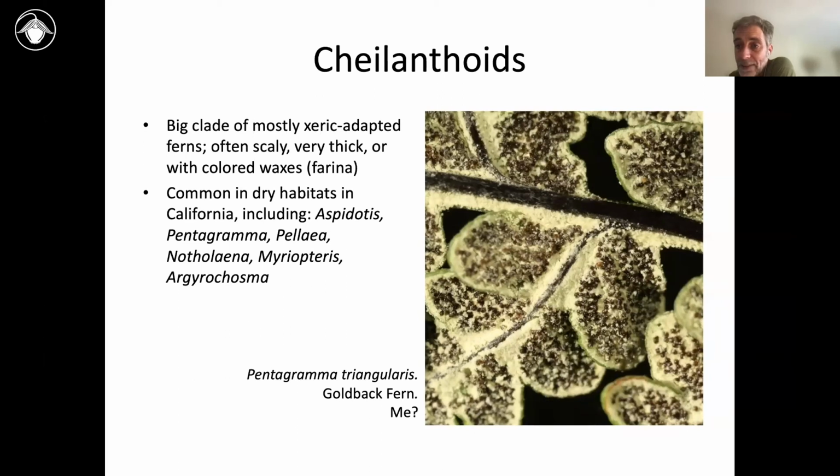So many species in the Pteridaceae, in this calanthoid group, have evolved different strategies for surviving xeric, dry habitats. And those 3 sort of characteristics I just mentioned are very common approaches that members of this group have evolved.